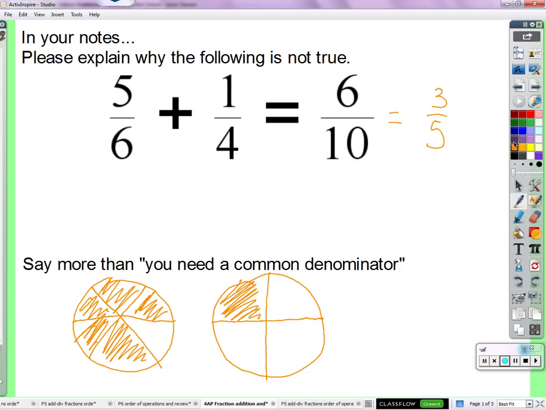Let's look at this picture. They're different, right? So what is different about sixths and fourths? What's different about them? In a whole there are 4 fourths. Let's talk about what's different about 1/6 compared to 1/4.